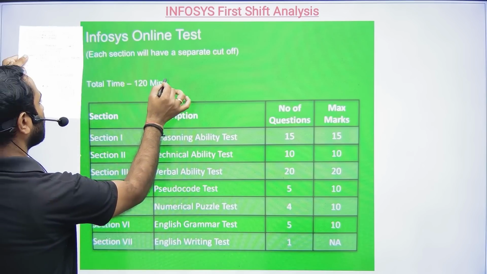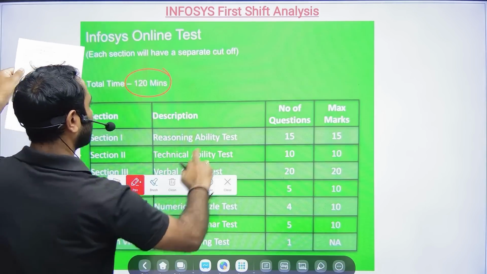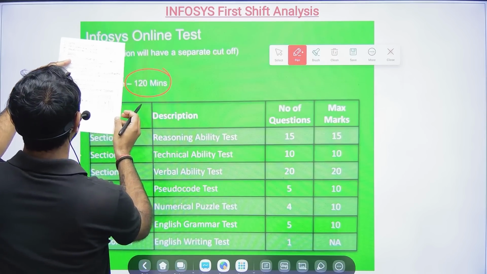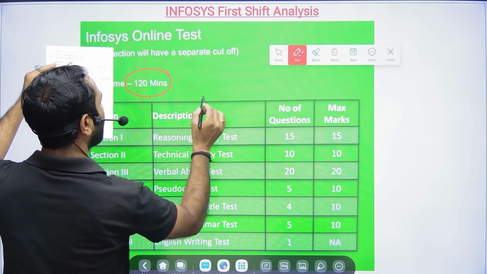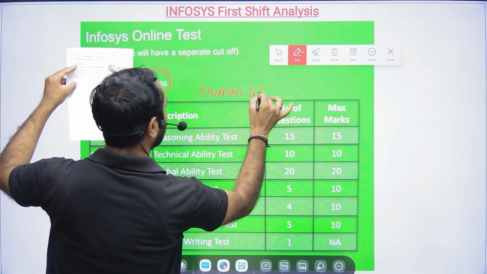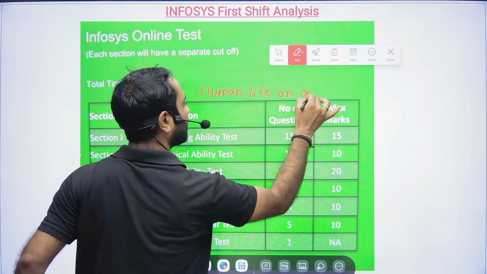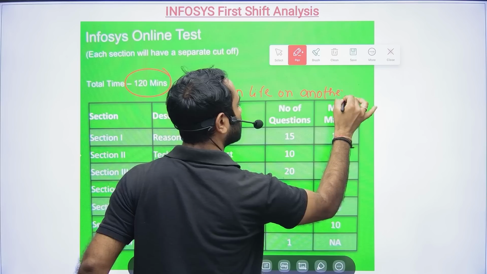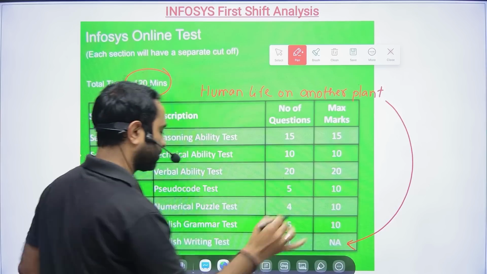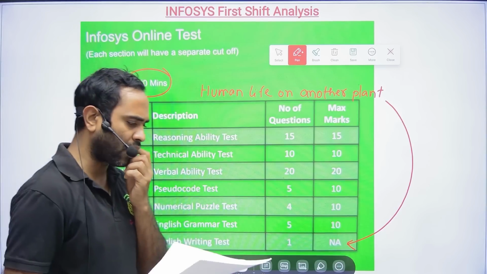And I will also tell you what the essay writing question was. So the essay writing topic was: human life on another planet. This was the essay you had to write in this particular essay writing question. Anyway, I will be getting more and more information.